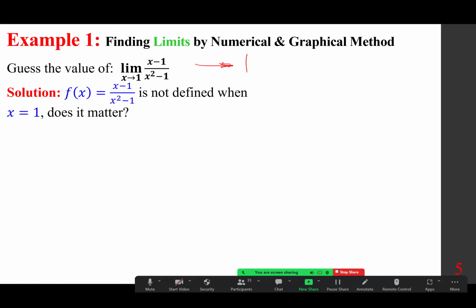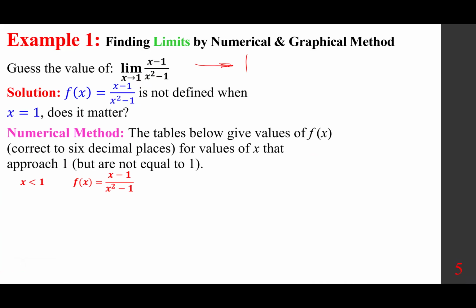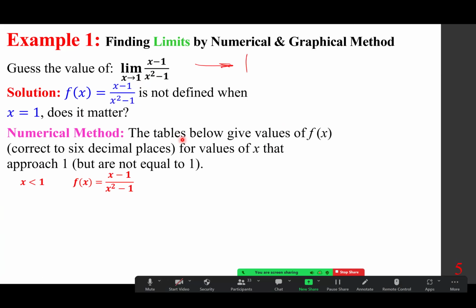In other words, here's number 1. The left side, numbers very close to 1 but less than 1, like 0.5, 0.6, 0.7, 0.8, 0.9, 0.99, 0.999, 0.9999, and so forth. So with the numerical method, the tables below give values of f of x correct to 6 decimal places for values of x that approach 1 but are not equal to 1. And that's the key, because when it's equal to 1 it becomes the functional value. For x less than 1, for example, 0.5, 0.9, 0.99, and so forth. Please understand, this is way too far.